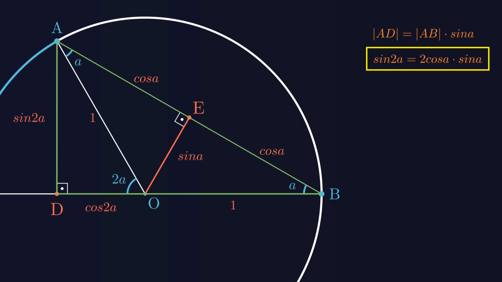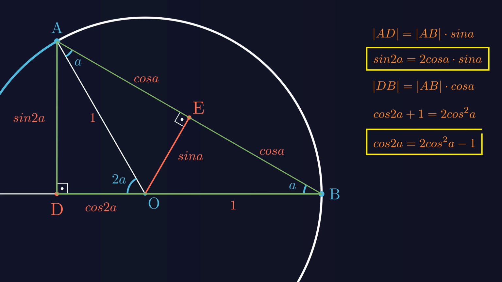For side DB, we multiply AB by cosine alpha. This gives us cosine of 2 alpha plus 1 equals 2 times cosine squared alpha. If you move the plus 1 to the other side as a minus, you get cosine of 2 alpha equals 2 times cosine squared alpha minus 1.